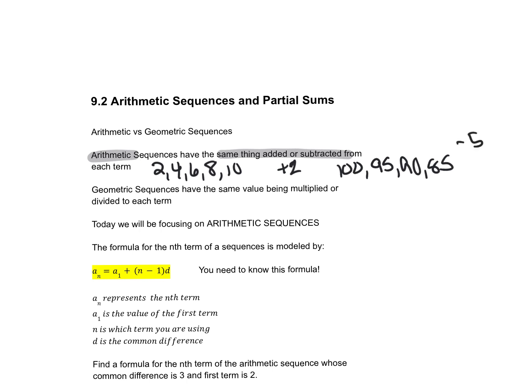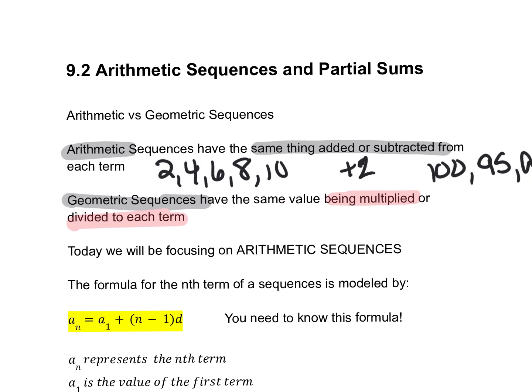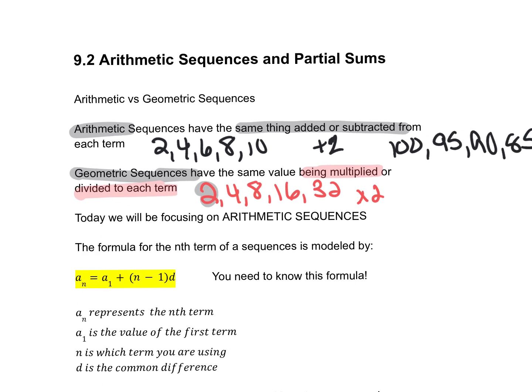A geometric series, or excuse me, a geometric sequence is similar. However, this time it means that there's something being multiplied or divided each time. And we'll focus more on that in our next section. So what those would look like would be like 2, 4, 8, 16, 32, which would be times 2 each time. But today, since we're going to focus on arithmetic, let's get focused in on that.